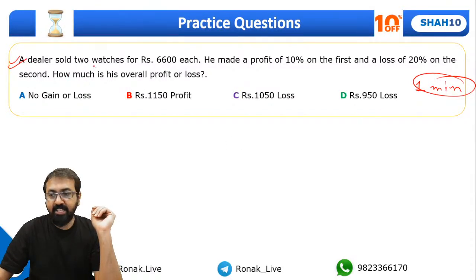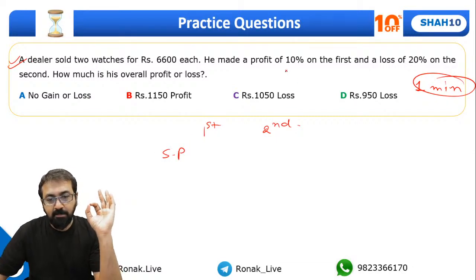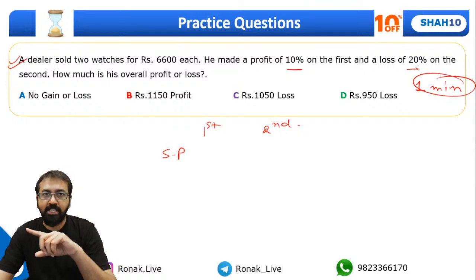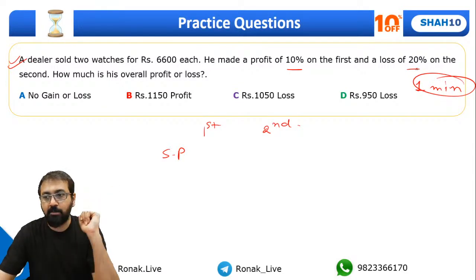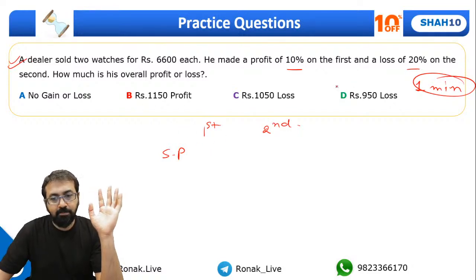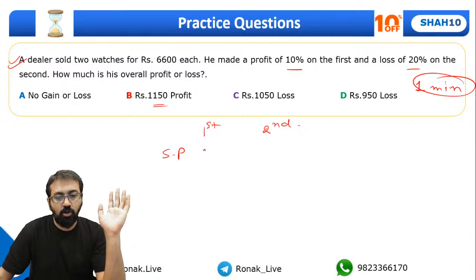Okay, any answer? A dealer sold 2 watches for 6,600 each. First watch, second watch. The selling price is same. See, but the profit and loss percent are different. Had the profit been 10% and loss been 10%, I would have straight away said that he has incurred a x square upon 100% loss, right? But here profit and loss are different and we need to calculate the rupees amount. So that formula will anyway not be useful.